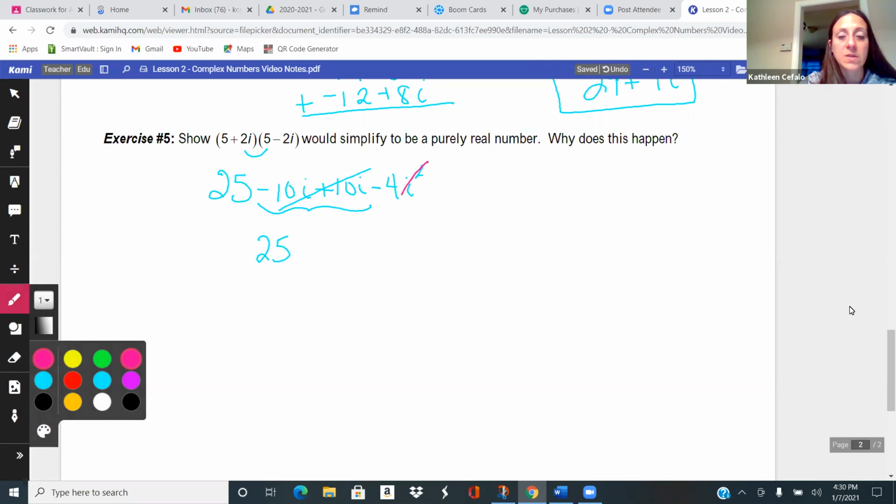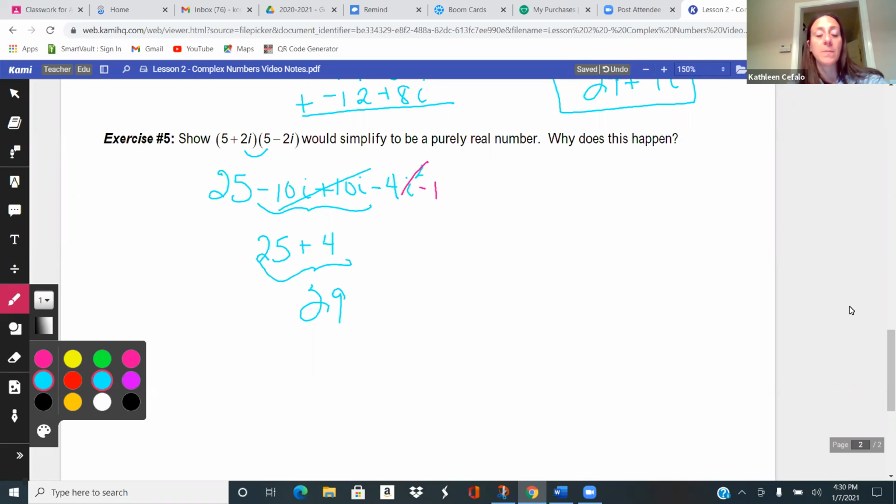Over here, my i squared is negative 1. I have a negative 4 times a negative 1, so that's really a positive 4. And then if we simplify this, I get 29. So that's interesting. There's a case where we're multiplying two complex numbers, but we actually get a purely real number back.